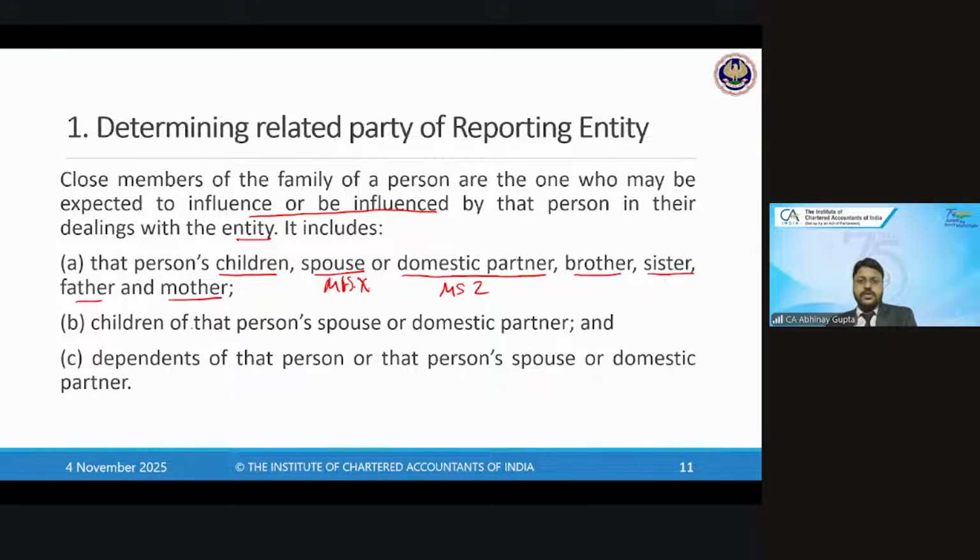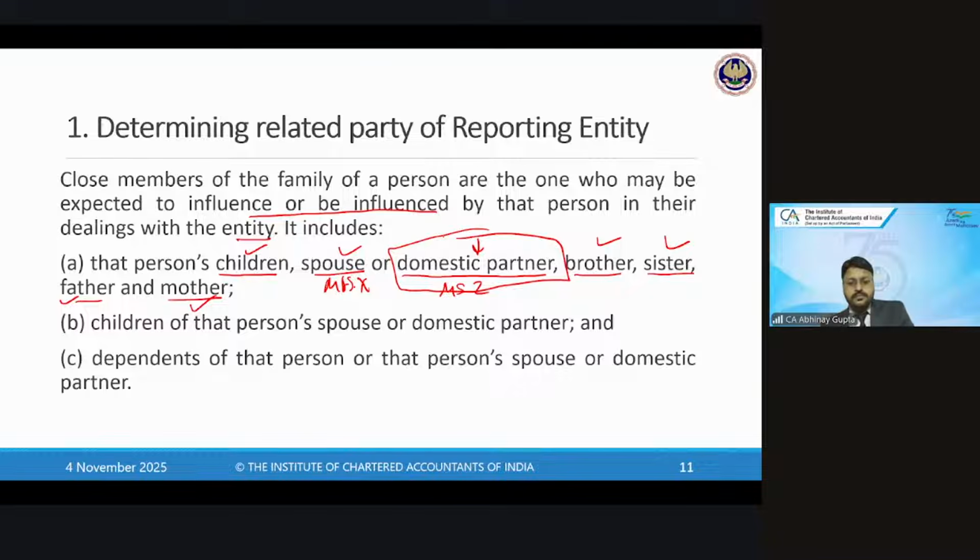Except for this, all of it was there in IGAP. So mother, father, brother, sister, spouse, children, those all are the same. One other person added is the domestic partner.